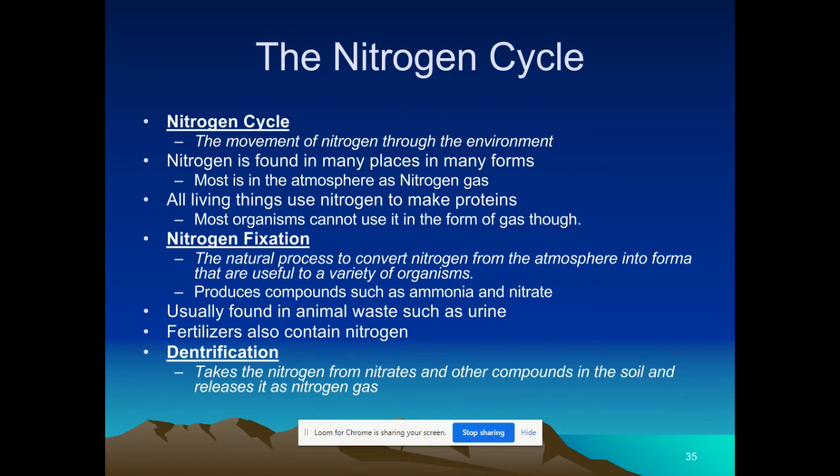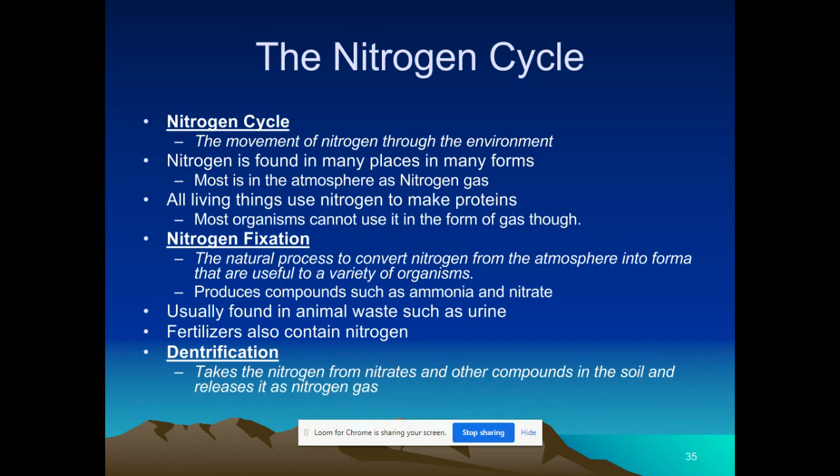Okay, the nitrogen cycle. That's the movement of nitrogen through the environment. Now, this one's a little bit more difficult to understand. Nitrogen is found in many places, in many forms, but most of it is in the atmosphere as nitrogen gas, because there's more actual nitrogen in the atmosphere that we breathe than there is oxygen. And we use nitrogen to make proteins, which help us grow and repair our bodies.